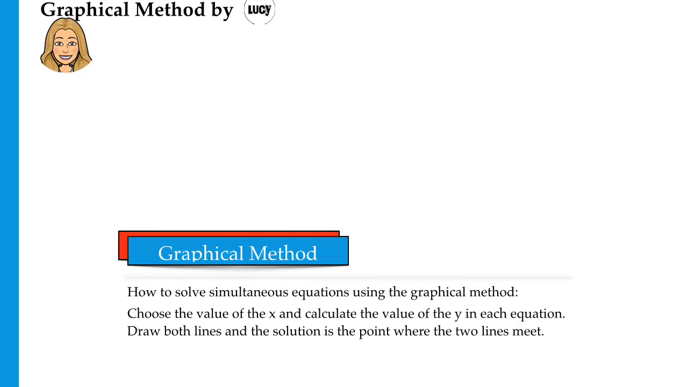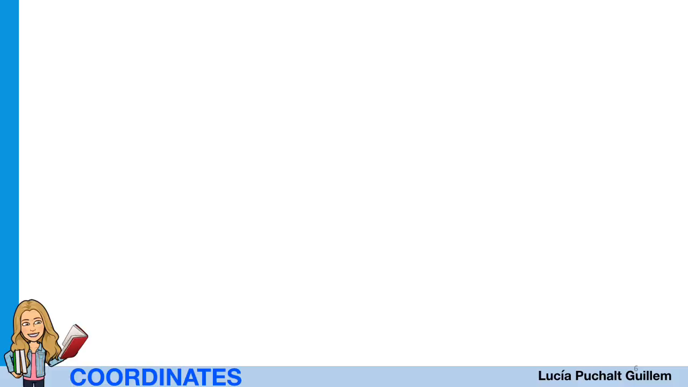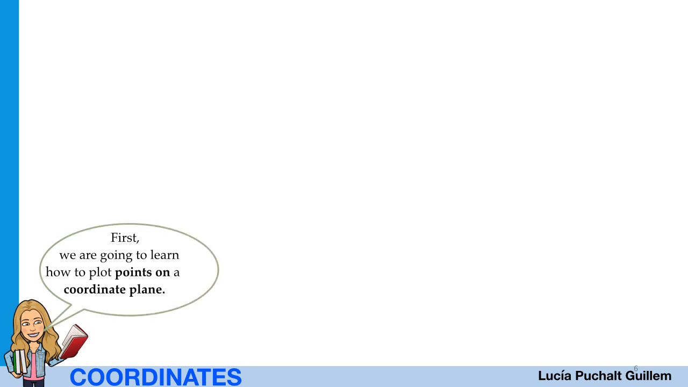How to solve simultaneous equations using the graph method. Choose the value of x and calculate the value of y in each equation. Draw both lines and the solution is the point where the two lines meet. First, we are going to learn how to plot points on a coordinate plane.